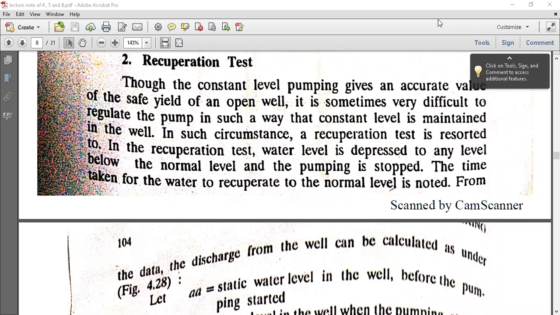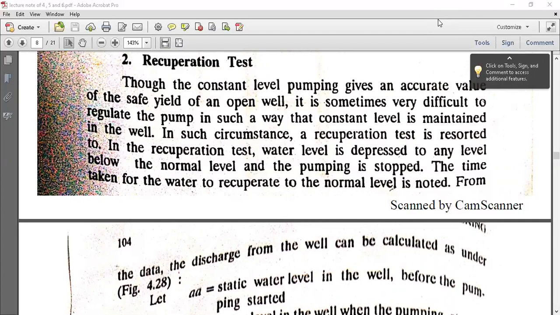Now, the open well discharge yield we were discussing in the previous class. Today, I will discuss the recuperation test in continuation of my earlier class lecture. That is the fourth day's lecture of the constant pumping head method. Now, recuperation test is the second method of determining the yield of an open well.